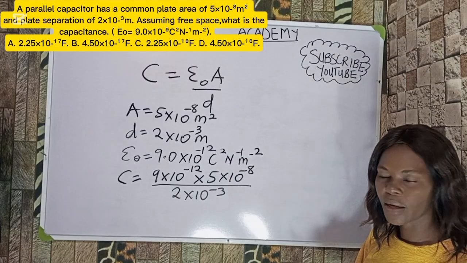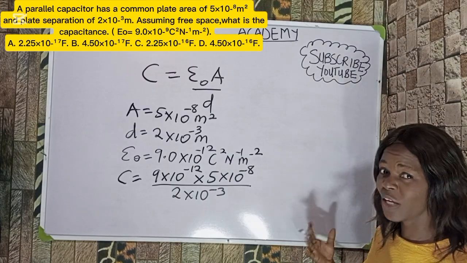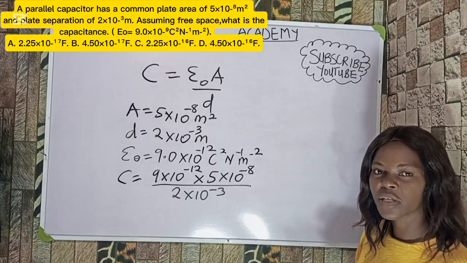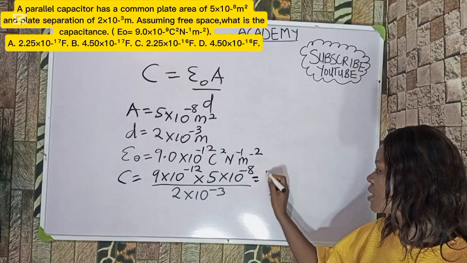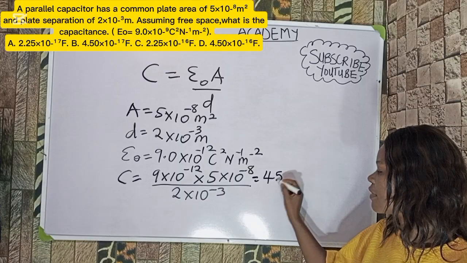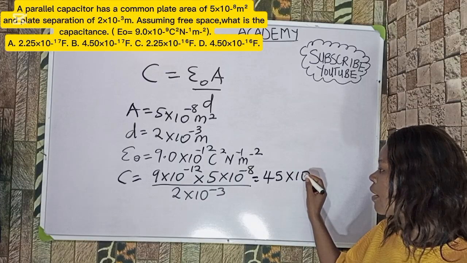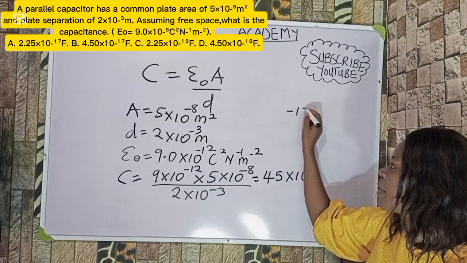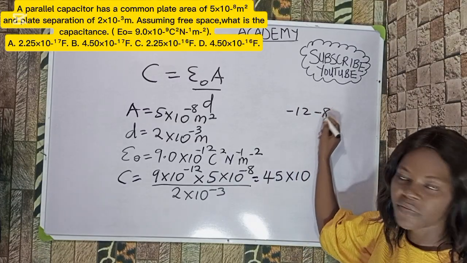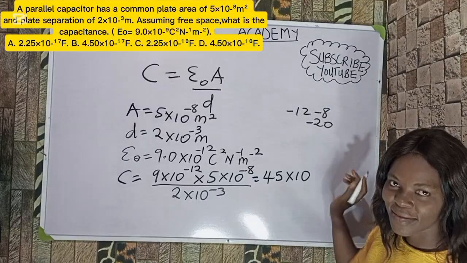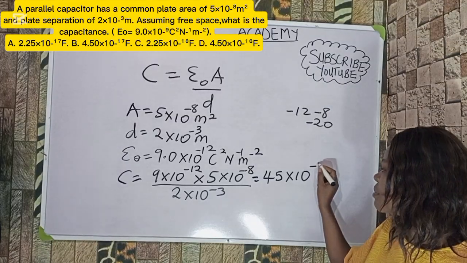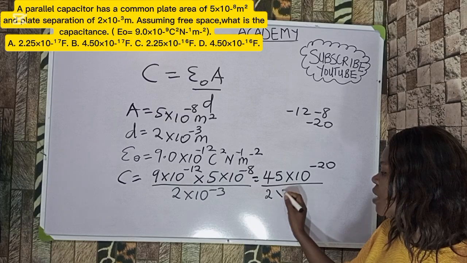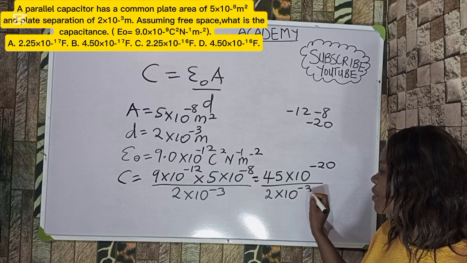Now, even without using a calculator, you can just use your brain and see if you can do this multiplication. So let's go. 9 multiplied by 5 gives me 45. So this is 45 times 10 to the power of minus 12 minus 8, right? Which gives rise to what? Minus 20. I hope that is clear. So I will now say minus 20 divided by 2 times 10 to the power of minus 3.